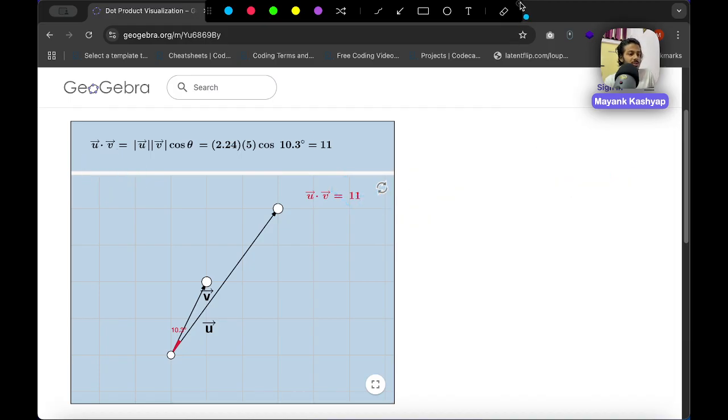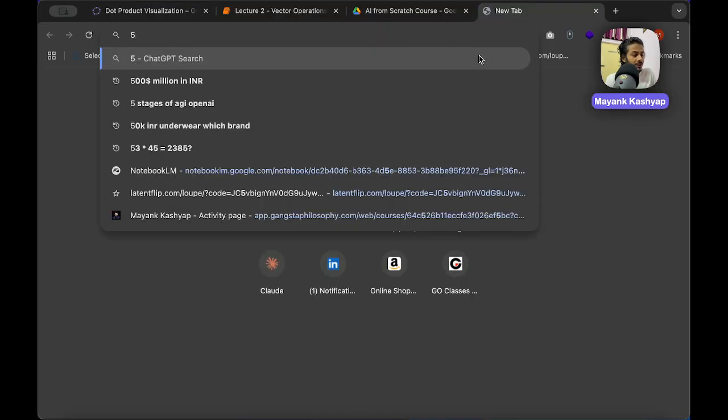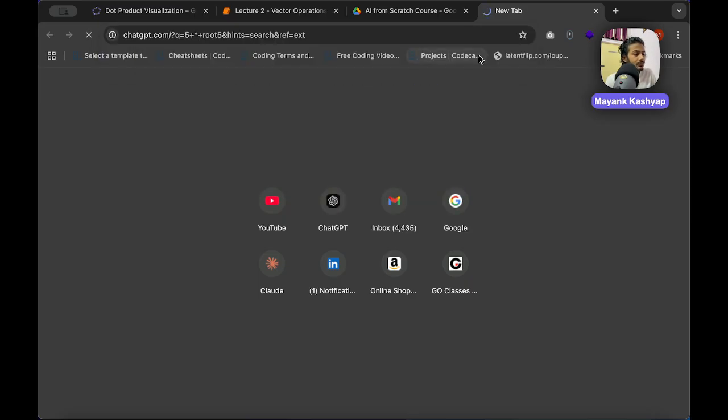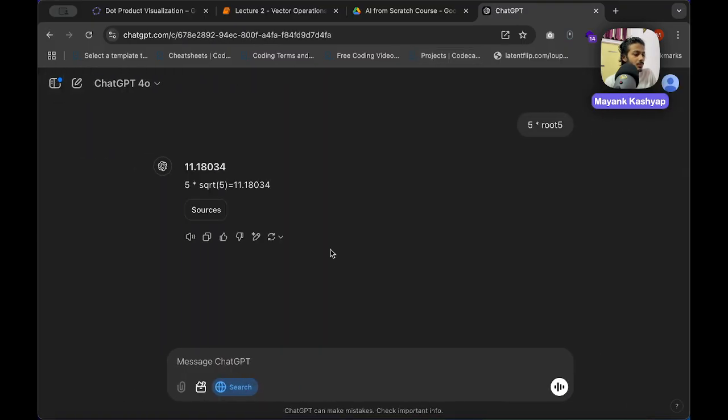So let's see, 5 times root 5. So it's 11.180, and 11 by 11.180, and we'll do arc cos of this in degrees.